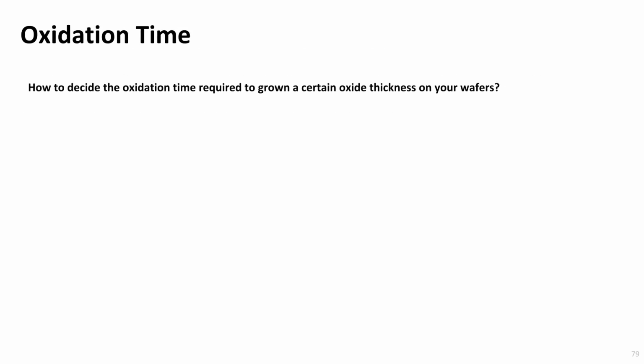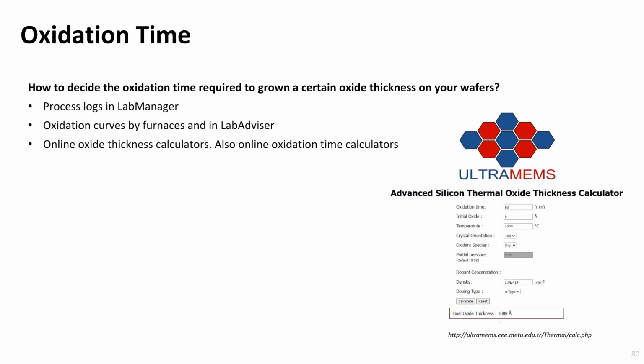Knowing how to estimate an oxidation time is probably the most important practical information for you. So, how do you decide what oxidation time is required to grow an oxide layer with a certain thickness on your silicon wafers? Well, there are various options available. Look up measurements from other users in the process logs available in Lab Manager. As mentioned before, the repeatability is very good.